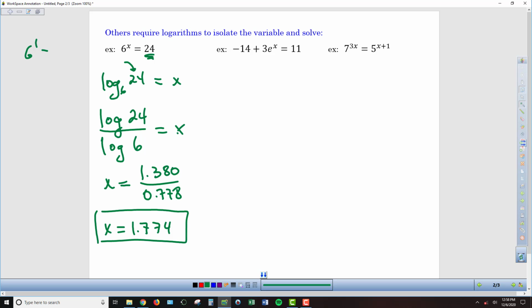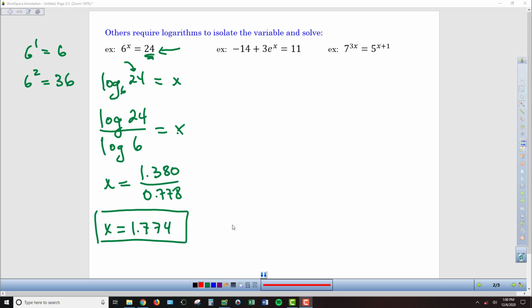6 to the first would equal 6. 6 to the second would equal 36. So that means x has to be somewhere between 1 and 2 for us to get an answer of 24 when we raise 6 to an exponent. So 1.774 satisfies that.